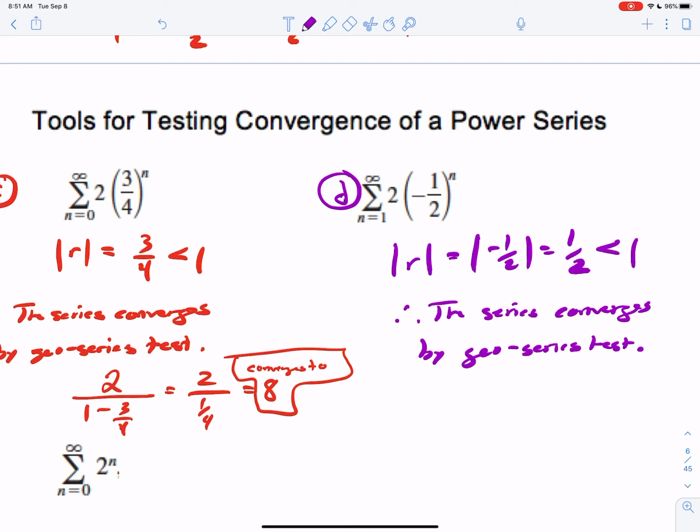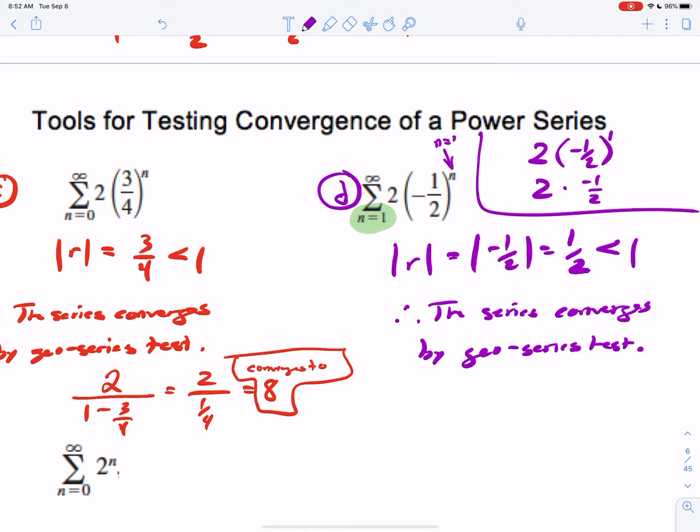Okay, and since it converges, I know I can find out where it converges to. So here, if you pay attention, n starts at a different number. So what you've got to do is plug in the very first term, n equals 1. So I'll do this on the side here. 2 times negative 1/2 to the first power is just 2 times negative 1/2, which gives me negative 1. That is my very first term.